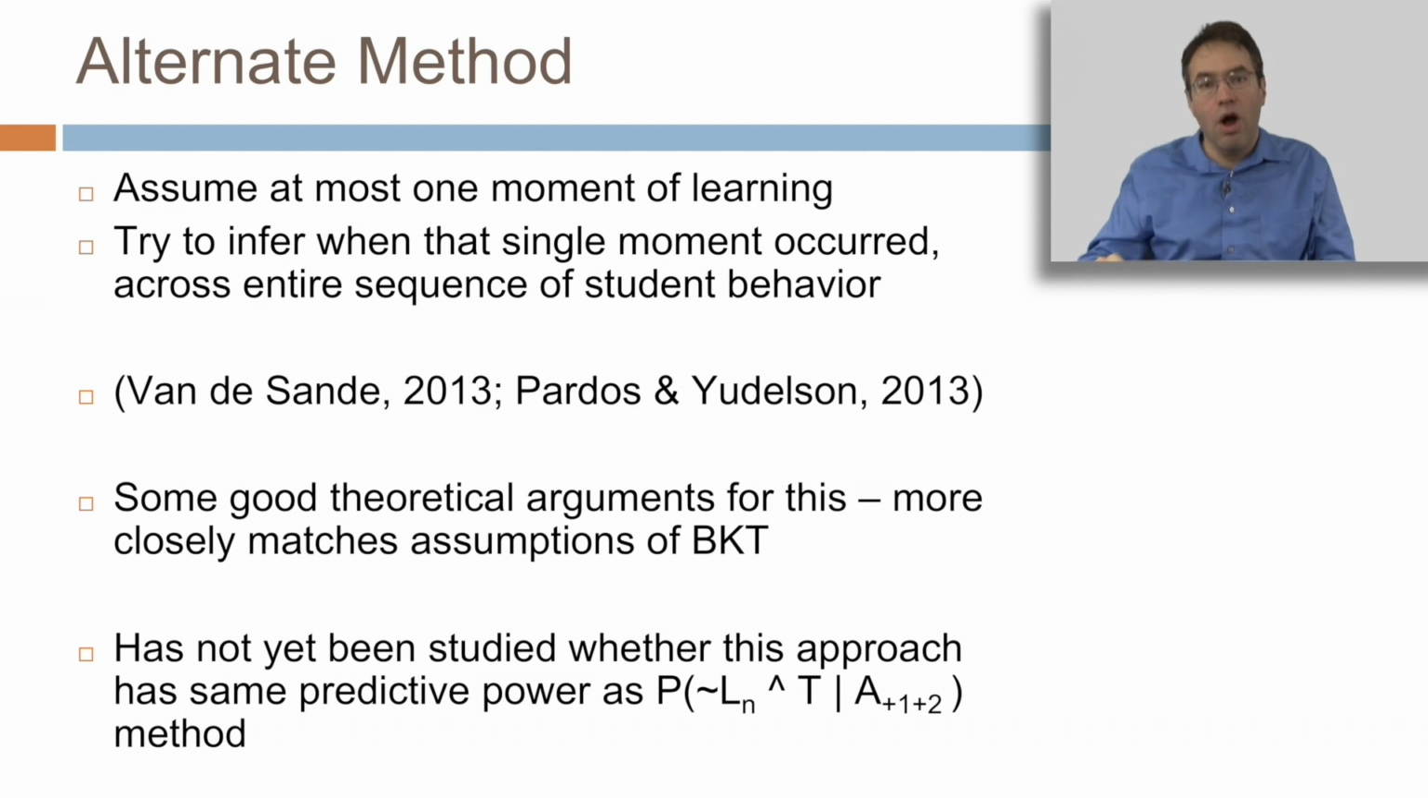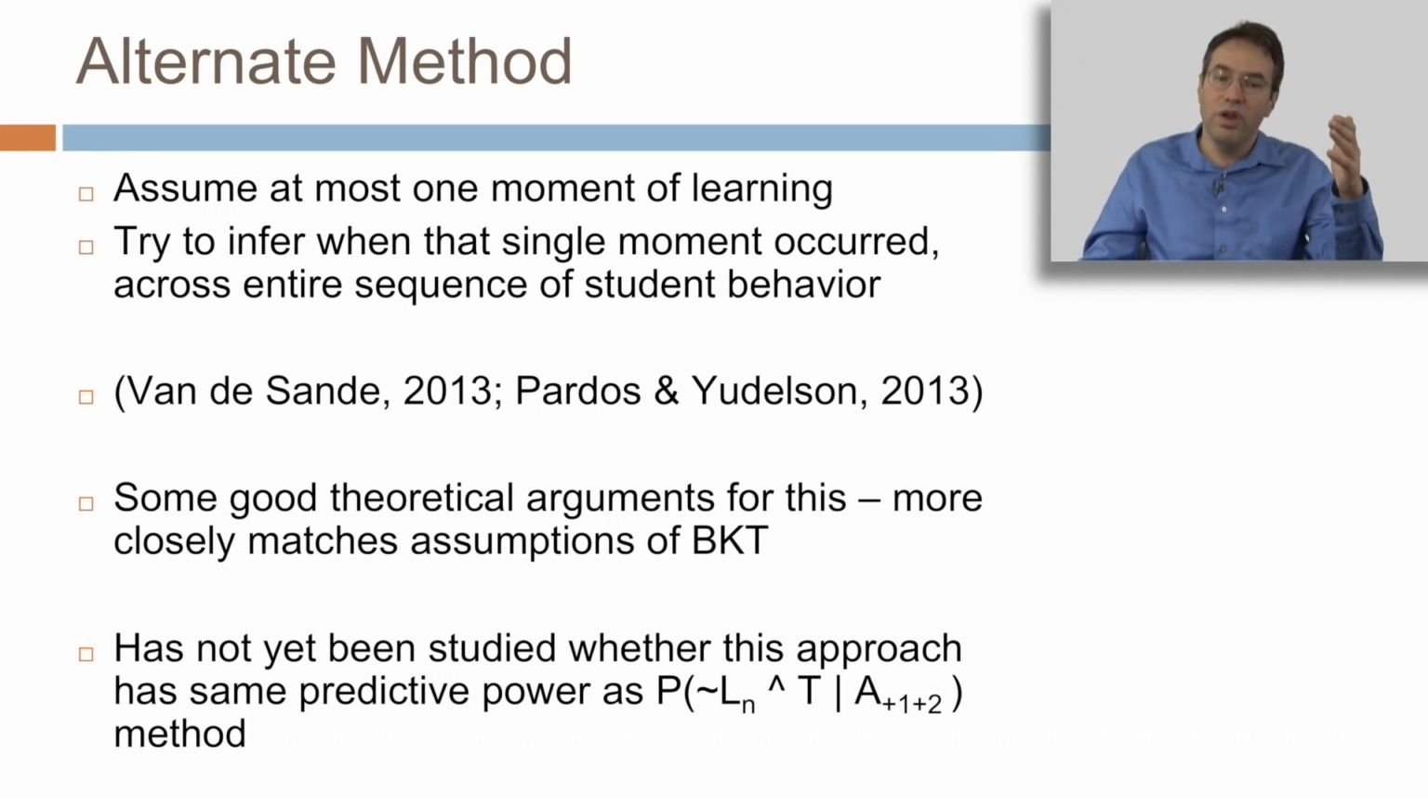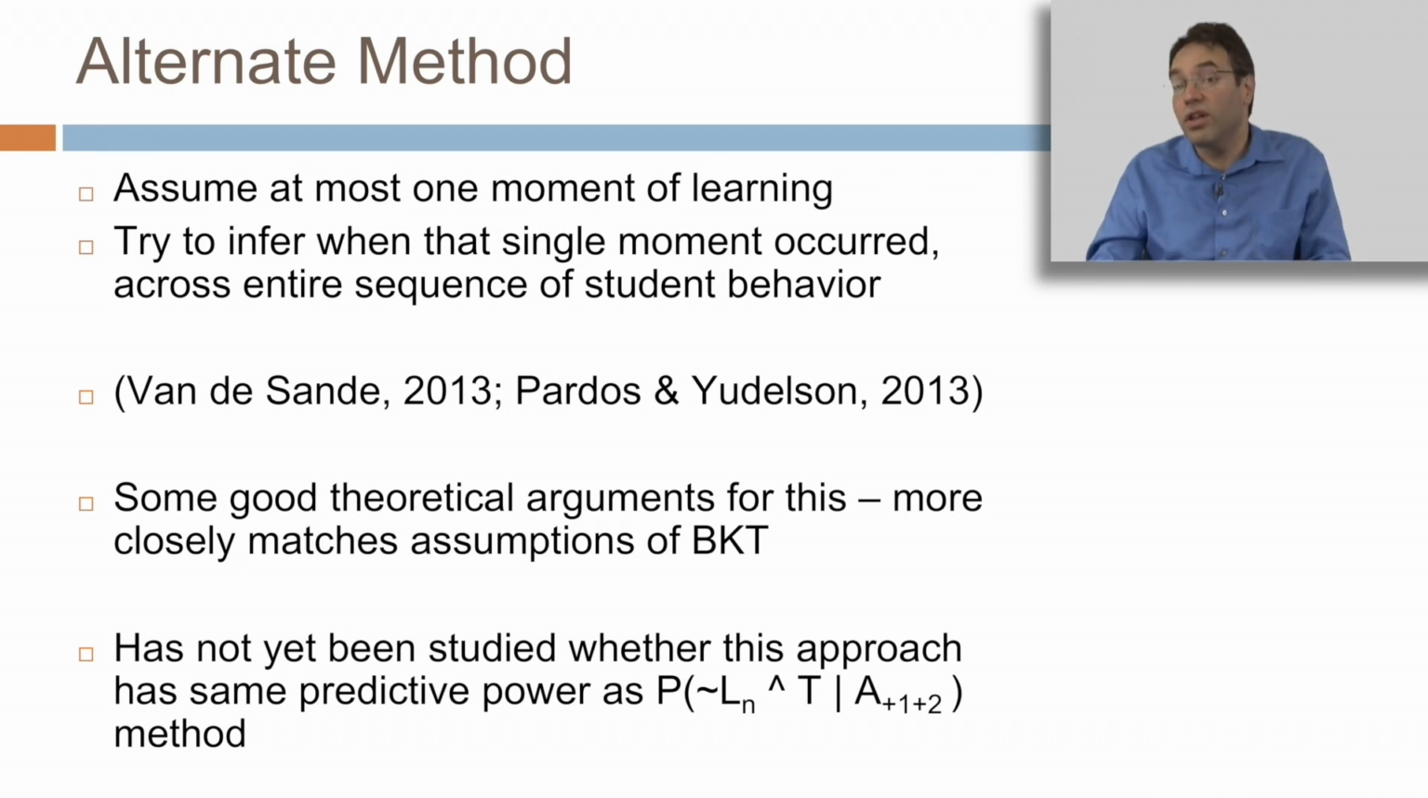There is, by the way, an alternate method for calculating P of j. In that method, unlike the Baker, Goldstein, and Heffernan method, we assume at most one moment of learning, and then we try to infer when that single moment occurred across the entire sequence of student behavior. This was done both by Van de Sande and by Pardos and Udelson. There's some good theoretical reasons why you might want to do this. It actually more closely matches the assumptions of BKT.